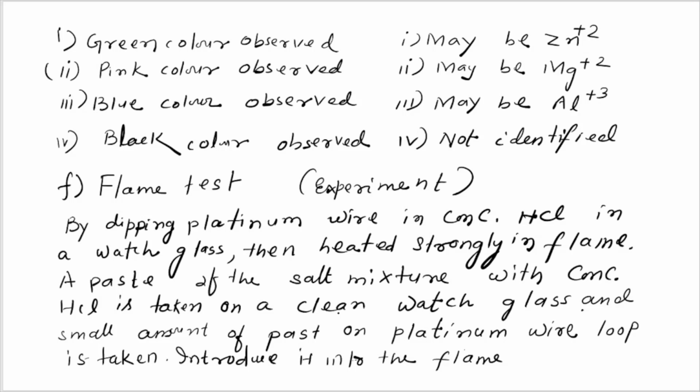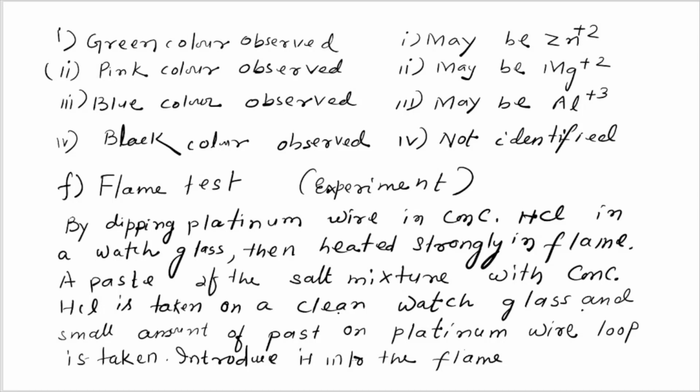If it is green color, maybe zinc. If it is pink color, maybe Mg+2. Blue color, Al+3. Black color, that is not identified properly. It may confuse, you can say anything. So, not identified. Green color, Zn+2. Pink, Mg+2. Blue color, Al+3.